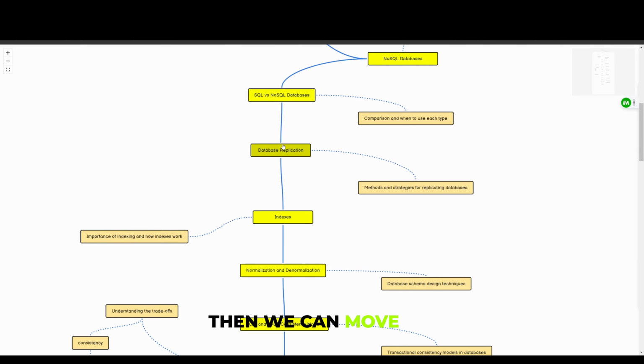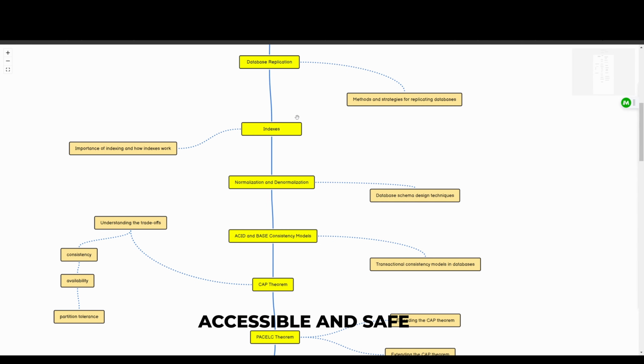Then we can move into database replication. Database replication is crucial for data availability and redundancy. We will cover the different methods and strategies for replicating the database to ensure your data is always accessible and safe. Then we can move into indexes.